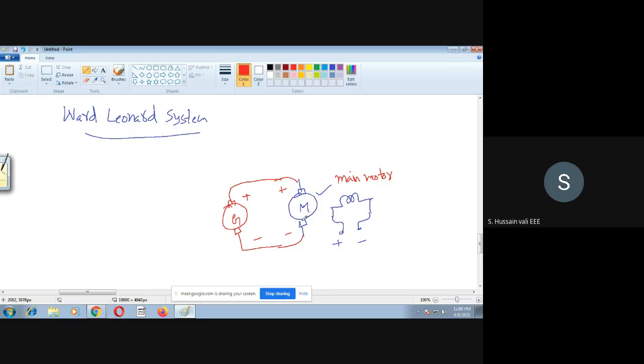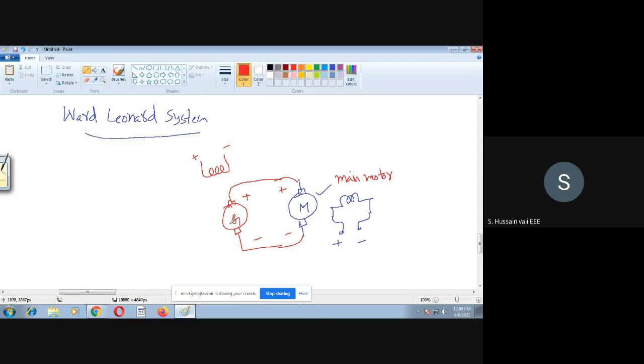Another thing is that one more problem you will face here: this generator also has a field winding. Obviously, this generator has a field winding, and that one is coming from some other supply. We will see from where. So this is the field winding of this generator.